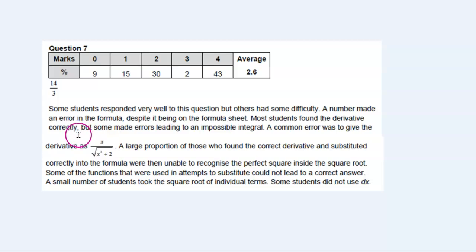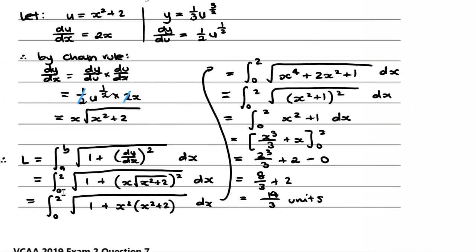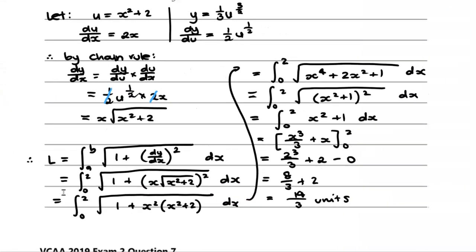Some people found the derivative correctly, but some made errors leading to an impossible integral. Some gave the derivative as this, and were unable to recognize the perfect square inside of the square root and therefore had difficulty continuing on. Really important to follow all of the steps that we've talked about there. Let's look at another exam question now.